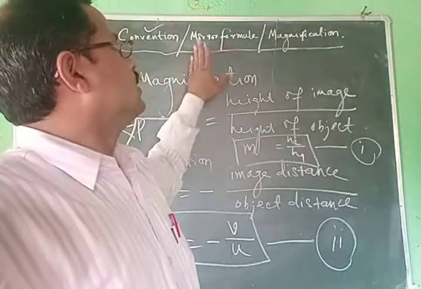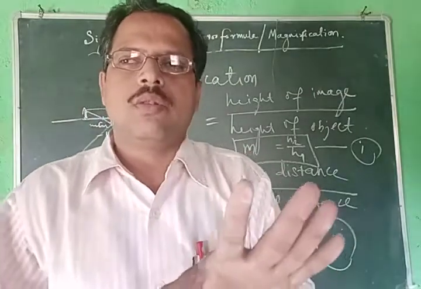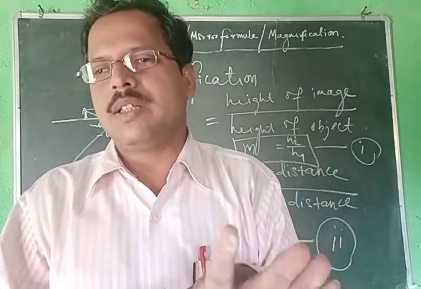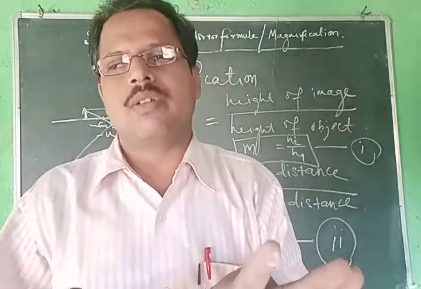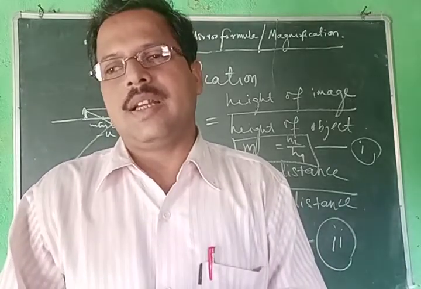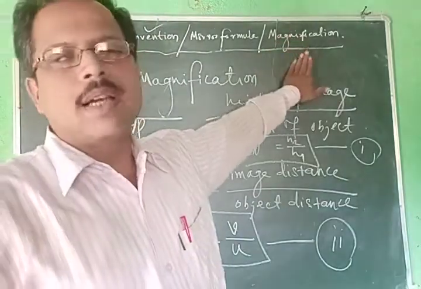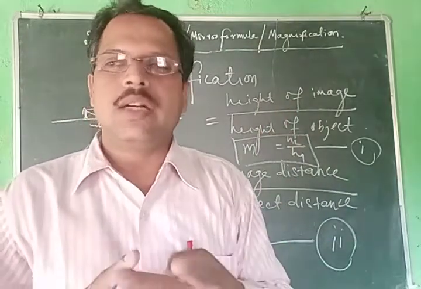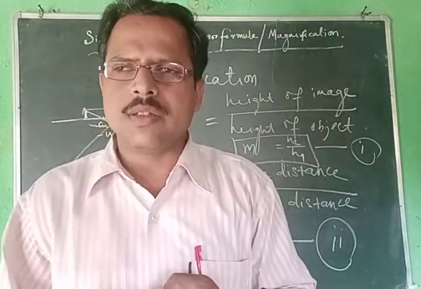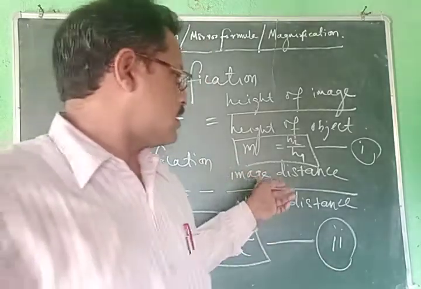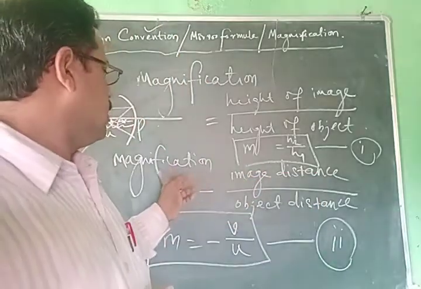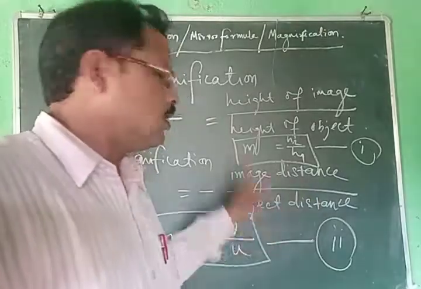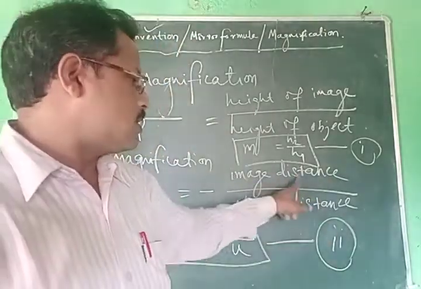Next, mirror formula, very simple. 1 by v plus 1 by u is equal to 1 by f, or 1 by the image distance plus 1 by the object distance is equal to 1 by the focal length. And for magnification, we have two formulas. One is height of the image upon height of the object, and another from distances. For linear magnification, a minus sign is used, very important. A minus sign is used here. The ratio of image distance to object distance.